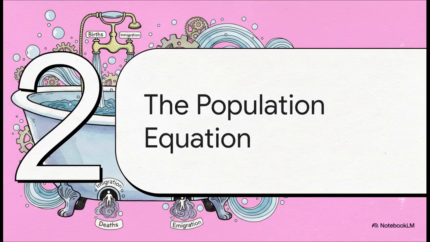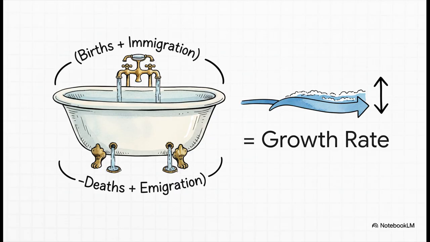Okay, so we have our 2 faucets and our 2 drains. Now for the fun part. We're going to put them all together into one super simple but really powerful equation. Seriously, once you get this, you'll be able to figure out the population story for pretty much any country on the planet. Here it is, the secret formula. And honestly, it's just simple math. You take all the ins, that's the births plus the immigration, and then you subtract all the outs, the deaths plus the emigration. What's left over? That's your growth rate. Simple as that.